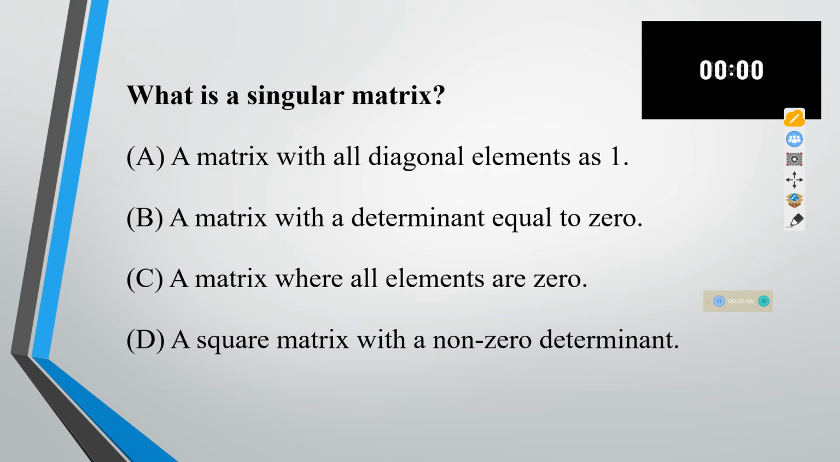So we are looking at what is a singular matrix. By definition, a singular matrix is that matrix whose determinant is 0. So a matrix with diagonal elements, no. A matrix with a determinant 0, this is the answer. A matrix where all elements are 0, no. A square matrix with a non-zero determinant, no. So a singular matrix is that matrix whose determinant is equal to 0. And that will also be answered.